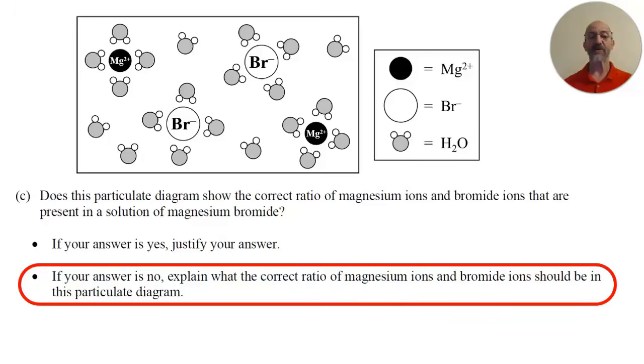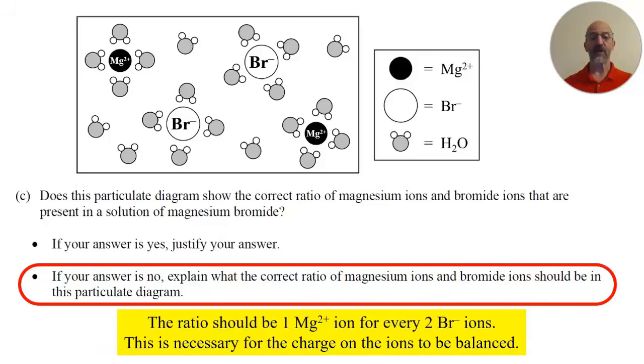Okay, we need charge balance in this diagram, and since magnesium is positive 2 and bromide is negative 1, then the ratio cannot be what you can see in this diagram, a 1-to-1 ratio. That's incorrect. It should be a 2-to-1 ratio, 2 bromides for every 1 magnesium. So the answer to part C is no. And the ratio should be 1 magnesium 2+ ion for every 2 Br- or bromide ions. And this is necessary for the charge on the ions to be balanced. All right, well, that's the last part of question 5.